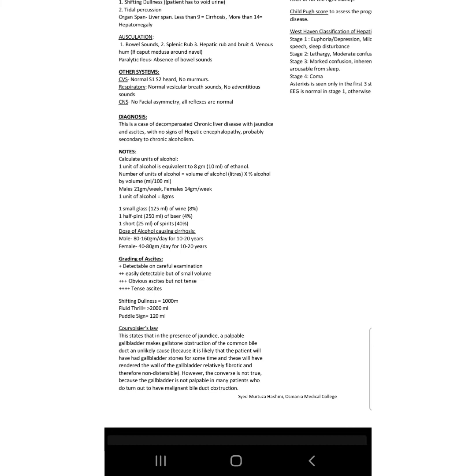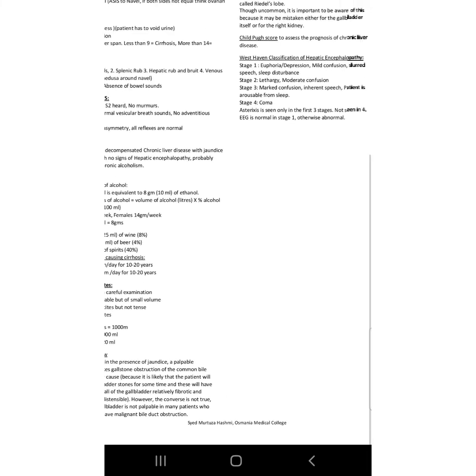However, the converse is not true, because the gallbladder is not palpable in many patients who do turn out to have malignant bile duct obstruction. So Courvoisier's law states that the gallbladder is not palpable if it is because of gallstones. It is palpable if it is because of any carcinoma. So in carcinoma, the gallbladder is palpable. In gallstones, it's not palpable. So this is about Courvoisier's law.